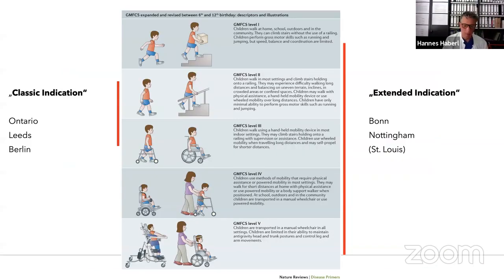In Bonn, we do probably the highest number of SDRs in the Western European countries, with 3 cases a week and a waiting list of 1 year currently. In contrast to the classic indication here on the left, which refers to gross motor function levels 2 and 3, we extended the indication also to levels 4 and 5, previously reserved for baclofen pump implantations. SDR, in our opinion, is a valid alternative to baclofen pumps, and also, by the way, a cheaper alternative.